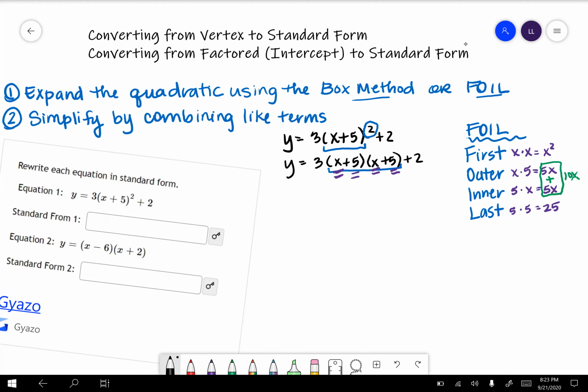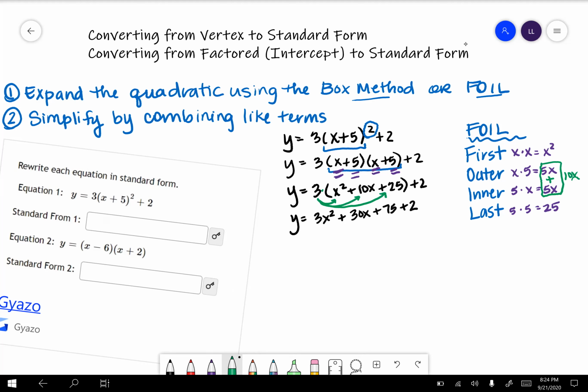So now we're ready to write our expanded expression. We have x squared plus 10x plus 25 plus 2. So now we're going to distribute and combine like terms to simplify. Every term is going to get multiplied by 3 because 3 is outside the parentheses, and when there's no operation there, it's understood to be multiplication. So y is equal to 3x squared plus 3 times 10x, which is 30x, plus 3 times 25, which is 75, plus 2.